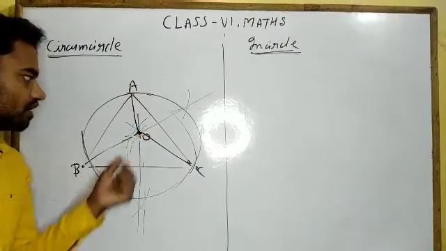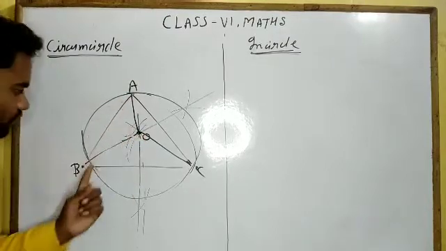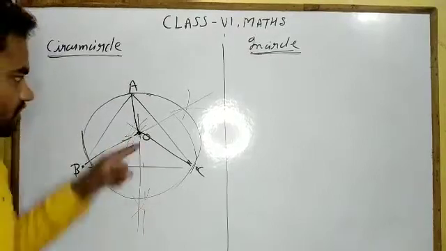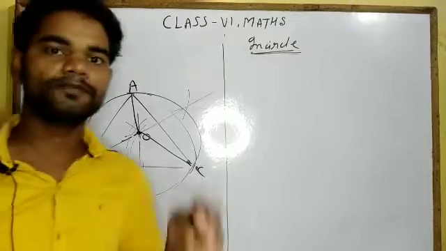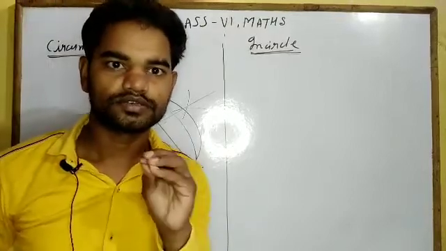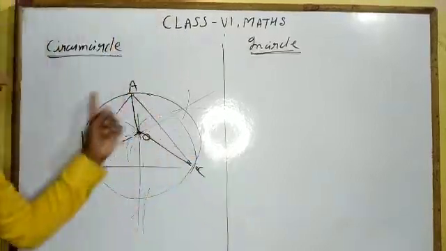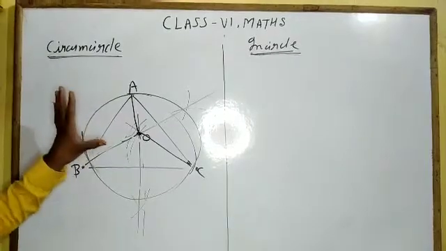This is the origin. Now taking OA or OB or OC as a radius, draw an arc or draw a circle which passes through all the three points of the triangle. This circle is known as the circumcircle.